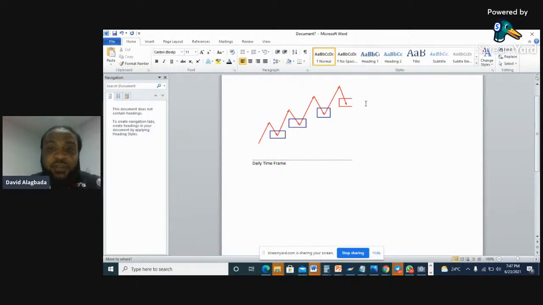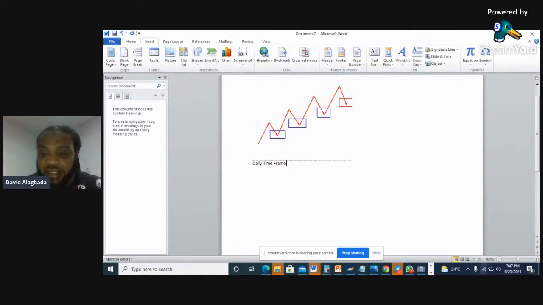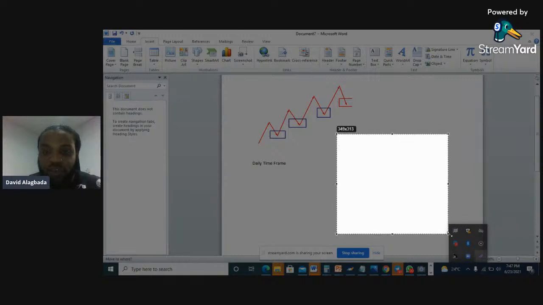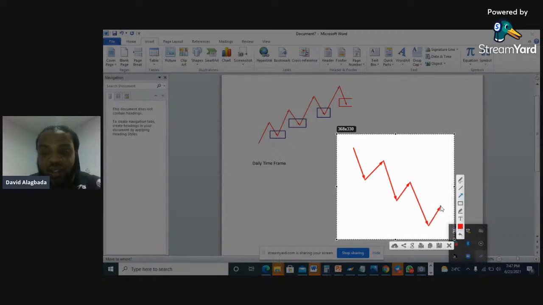So if this is a daily time frame, because of this sort of correction here, you likely will have a full-blown downtrend on the shorter time frame, and that will look something like this. I hope you guys are following what I'm saying. You're going to have something that now looks like this, which is basically opposing what you had here. Do you understand what I'm saying?